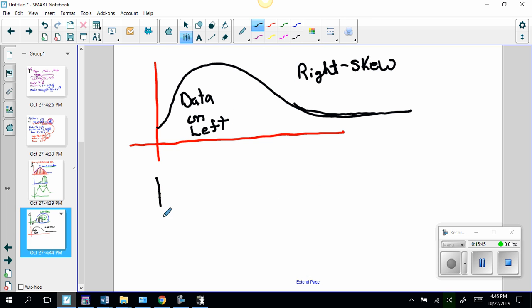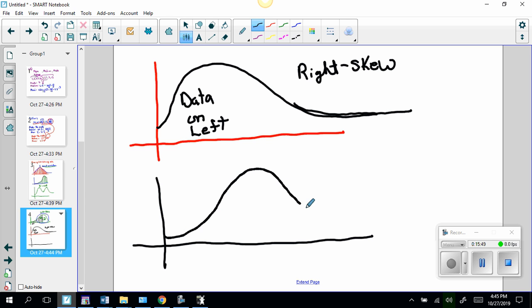And then symmetric. It's not a skew, it's just symmetric. Bell-shaped curve, data that we most likely will be working with. And once again, they talk more about it in the reading, and there's not anything I really need to do with respect to that.